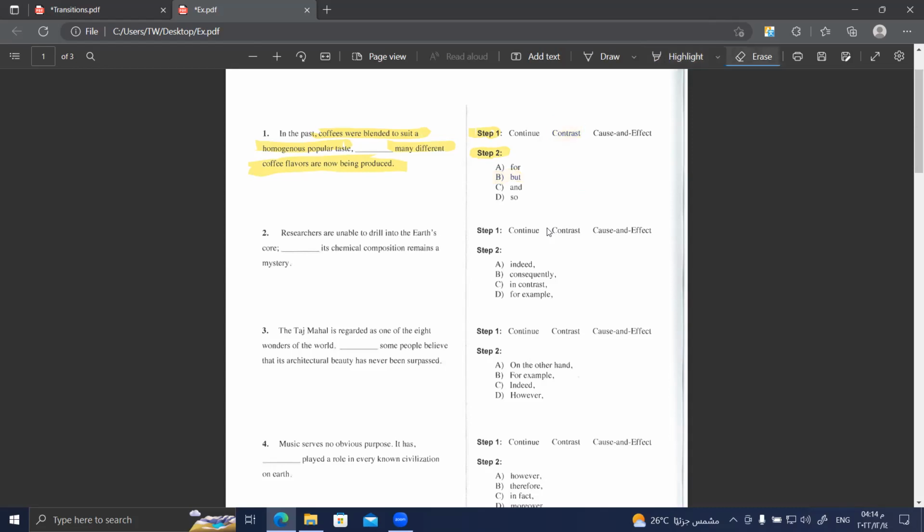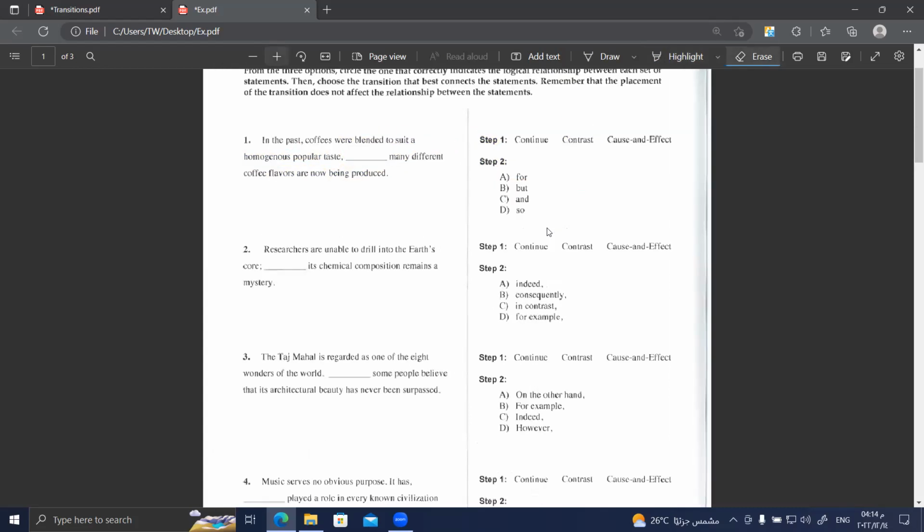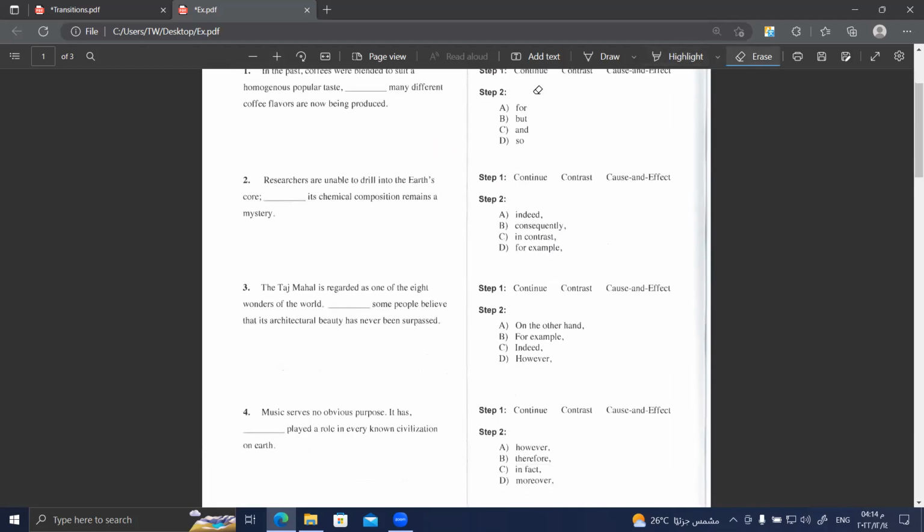So I ask all of you now to send the answer of number one. You will send the answer like this, guys. For example, you will send number one, continue. This is an example, guys. This is not the answer. Continue and, or contrast but. Okay, now guys, all of you send the answer of number one. So you know now what you will do, I believe.